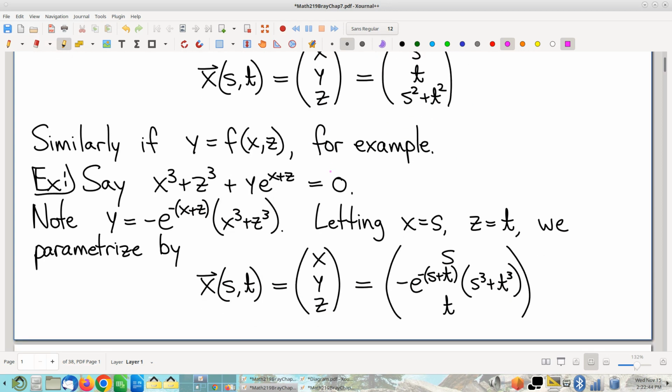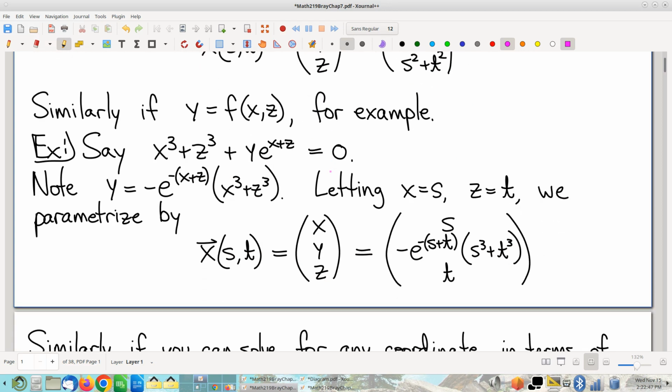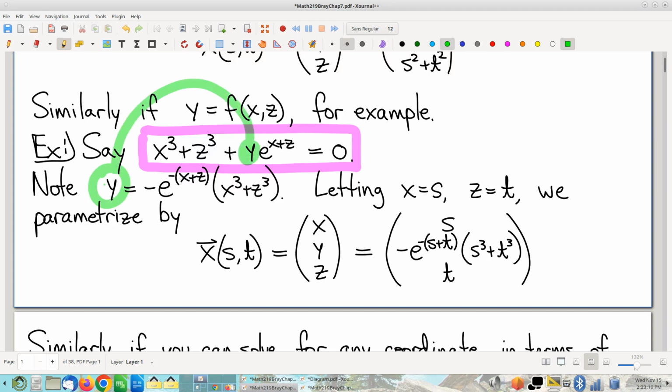Notice it does not have to be z that's a function of the others. Here's an example where it's not z. In fact, here's an example where it's not even immediately given as a graph. Right here, the thing I want to parameterize is just given as an equation. Such and such equals 0. Right? This does not look at a glance like a graph. But it's easy to make a graph because I can solve for y.